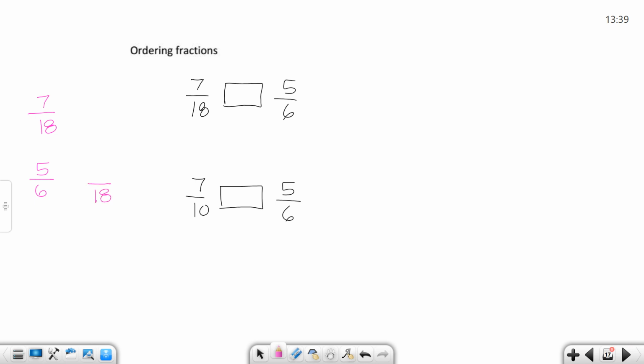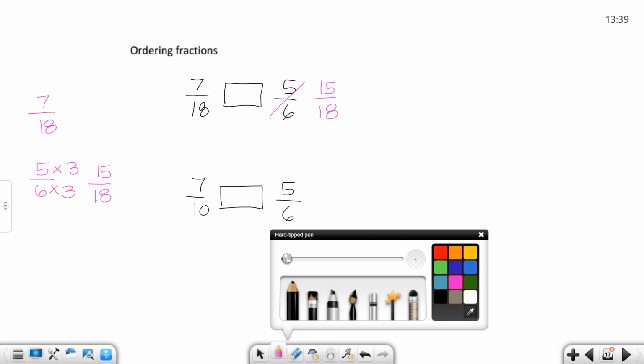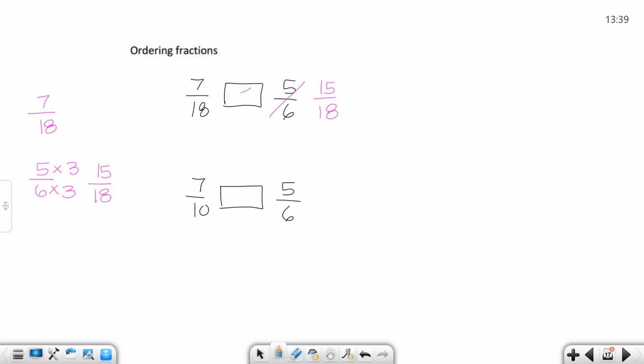So if I wanted to turn this one into an 18, I'm going to multiply it by 3 on the bottom and 3 on the top. So this number here is actually 15/18. If you're writing it as an equivalent fraction, this is 15/18. So if we're deciding which one's bigger, 7/18 or 15/18, that's an easy pick. And remember, your alligator mouth goes to the bigger number. So since 15/18 is more than 7/18, that would be the bigger number.